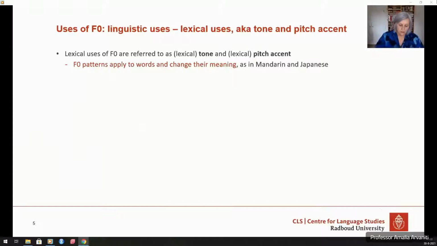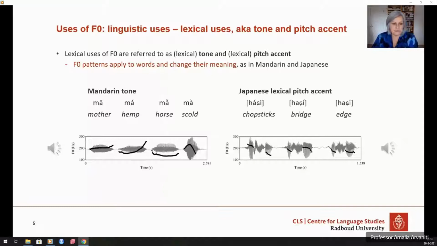Okay, so as mentioned, F0 has also linguistic uses, and these are both lexical and post-lexical. We'll start here with the lexical uses, which are often referred to by their terms lexical tone and lexical pitch accents. When we talk about lexical uses of F0, what we mean is F0 patterns that apply to words and change the meaning of words. And two classic examples of that are Mandarin and Japanese. We can see some examples of these here. On the left, you have Mandarin tone, and on the right, Japanese lexical pitch accent.